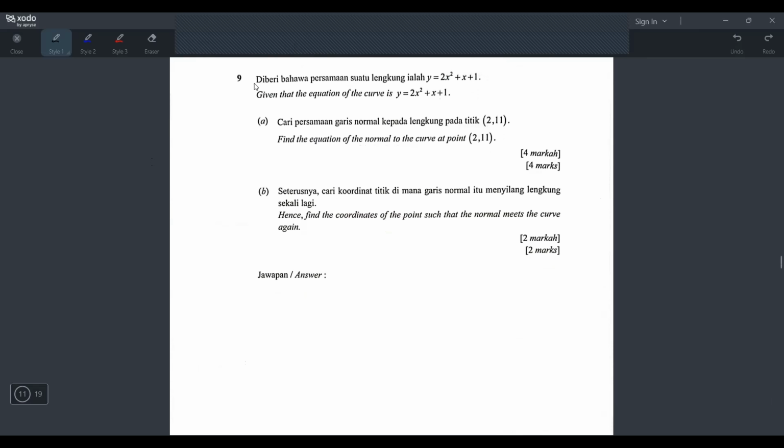Okay, let's continue with number 9. Okay, number 9, what chapter is this? I think it's differentiation, right? Because you see the word normal here, and then yeah, it's differentiation.